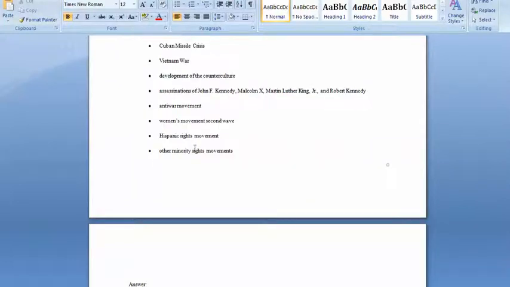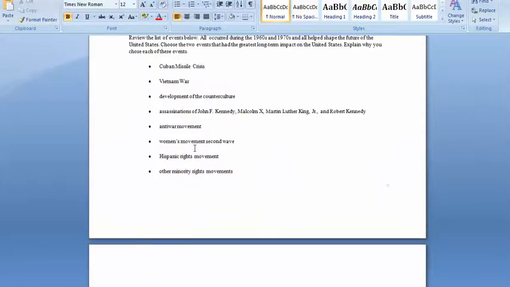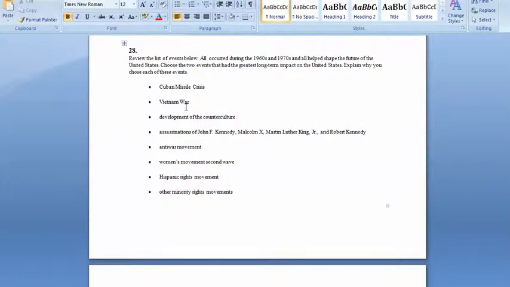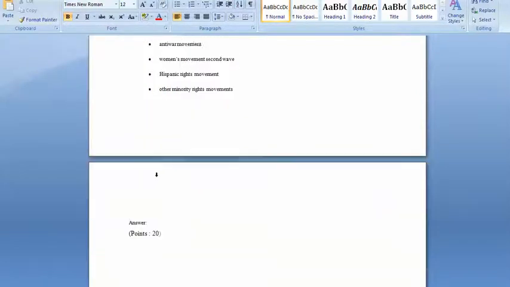And as you can see, the events that are listed here are the Cuban Missile Crisis, the Vietnam War, development of the counterculture, the assassination of John F. Kennedy, Malcolm X, Martin Luther King Jr., and Robert Kennedy, the anti-war movement, the women's movement second wave, the Hispanic rights movement, or other minority rights movements.